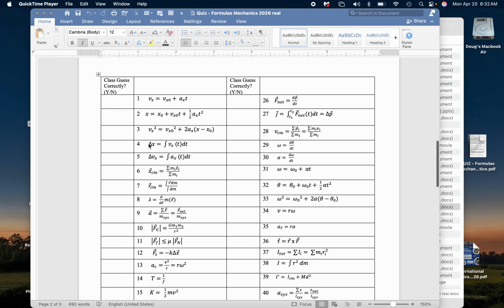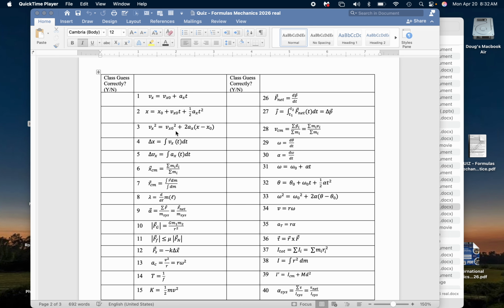Formula number three is a kinematics formula, which allows you to figure out either an initial or final velocity, knowing acceleration and change in position. The key aspect with that is you do not have time in that formula. So that's one kinematics formula without time.